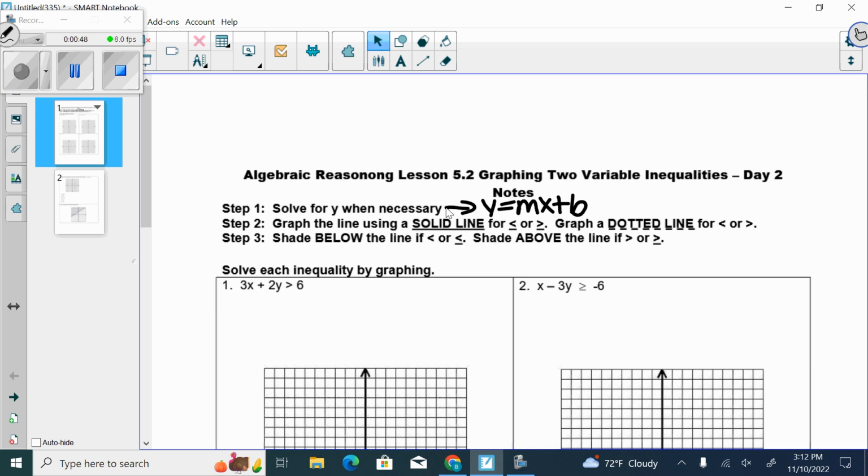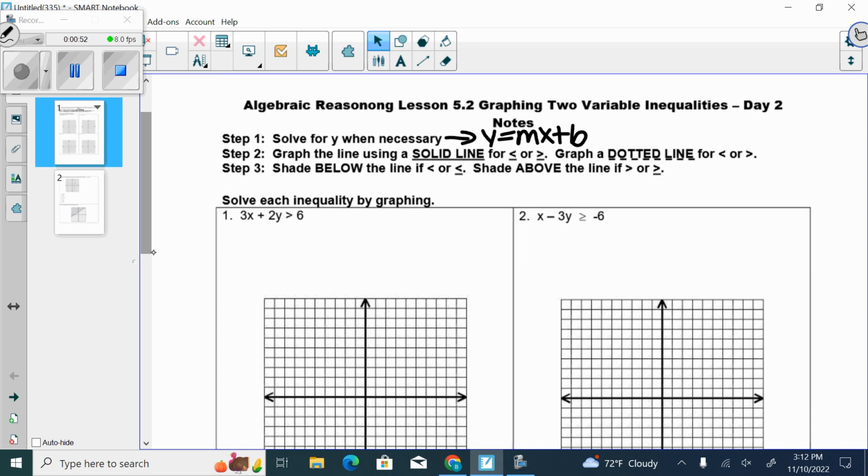All right. So let's see here. On number 1, is that in y equals mx plus b form? No. So we got to rearrange first, right? Okay, so what am I going to move? The 3x. Very good. So it's a positive 3x. How do I move it? Good. Very good. So I subtract 3x from both sides.